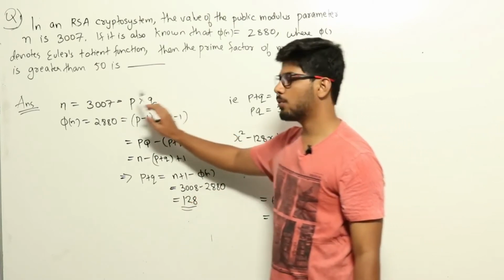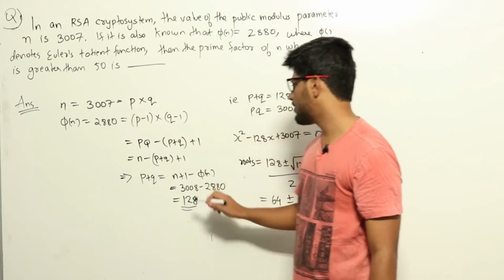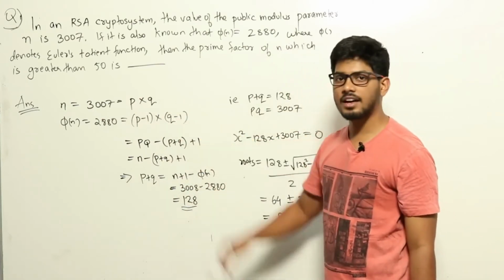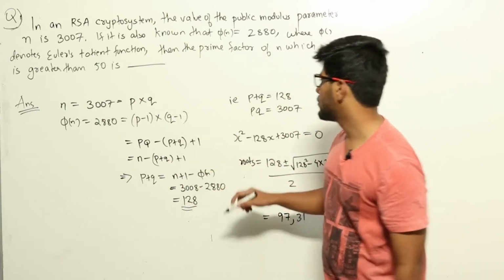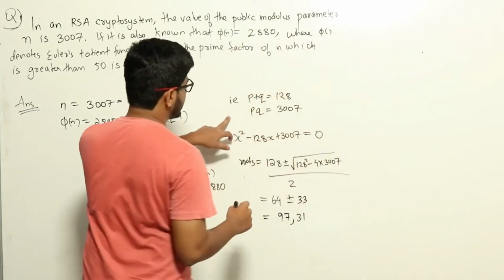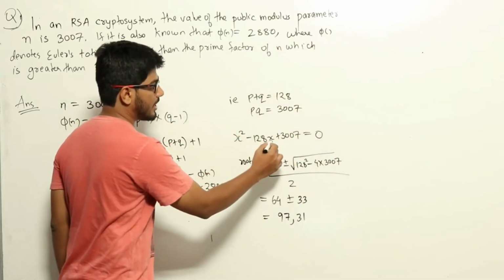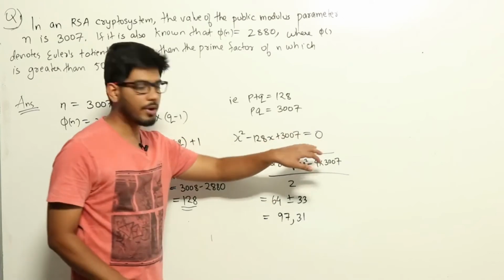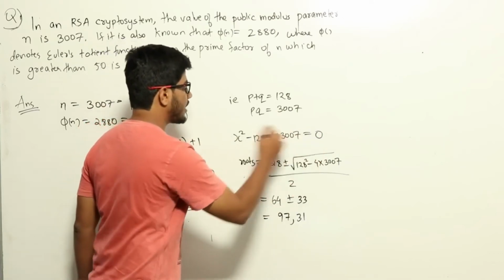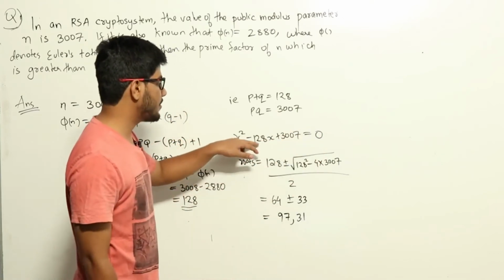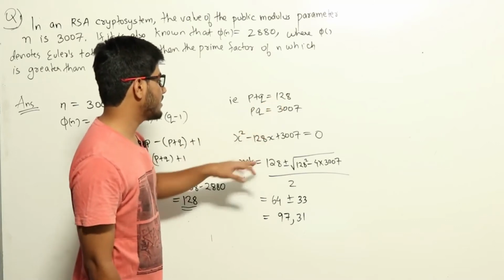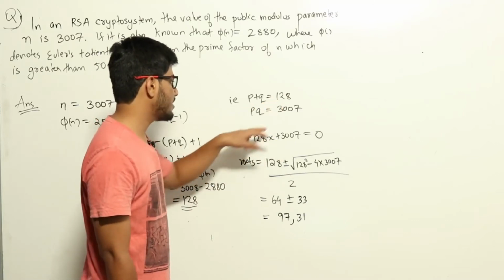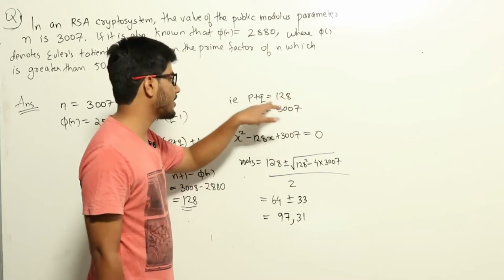Now we know p into q is 3007, p plus q is 128. Now we can rewrite that as p and q being the roots of the quadratic equation x square minus 128x plus 3007 equal to 0. How I got this is, in this quadratic equation the sum of the roots will be minus b by a, that is 128, and the product of the roots will be c by a, that is 3007, which is what we have here, p and q.